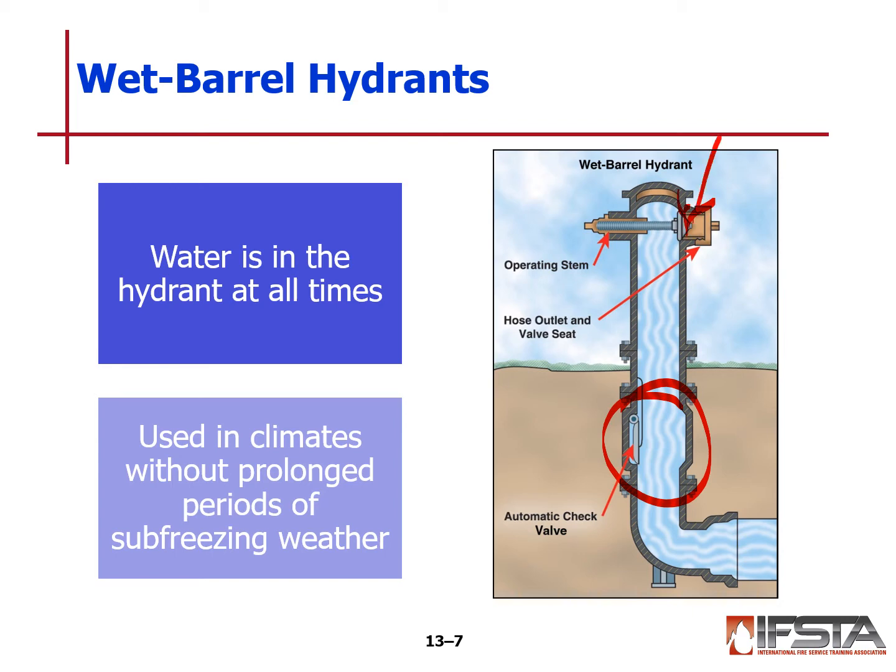So when we connect up to this and we turn our nut on this fire hydrant, then it will pull away the valve seat, and it will allow water to flow at our connection. And your operating stem is right here. And again, this is used in climates without prolonged periods of sub-freezing temperatures.